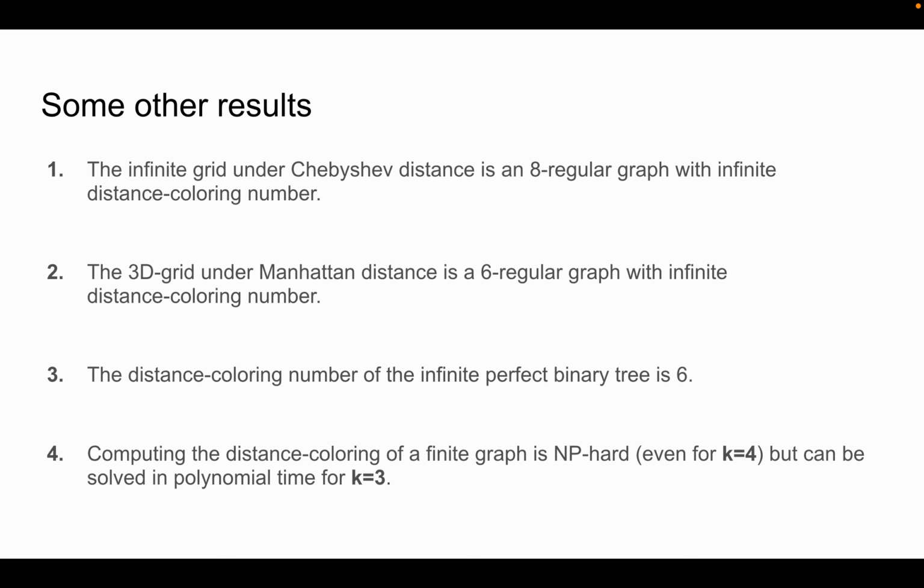Finally, in terms of complexity results, we have shown that computing the distance coloring number of a finite graph is NP-hard, even for k equals 4. But it can be decided in polynomial time whether a graph admits a 3 distance coloring.